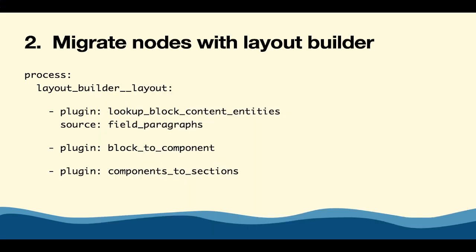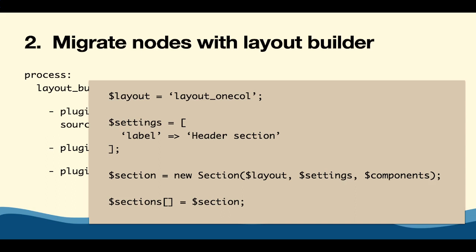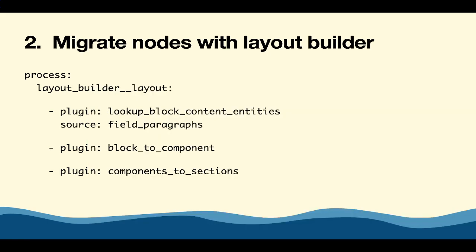And lastly, we create one or more sections. Again, we've got a plugin. We choose a layout that we want, and we put all our components into it. And then what we want to end up with is an array of sections right at the end. And all of that gets fed back into this magic layout builder layout field that we have. And that is how we went about migrating paragraphs to layout builder.